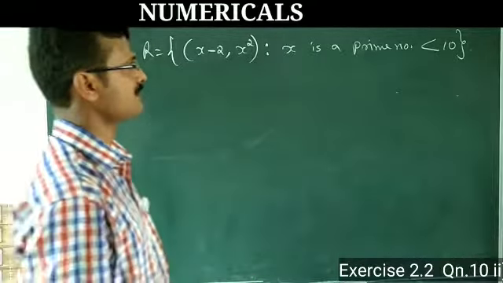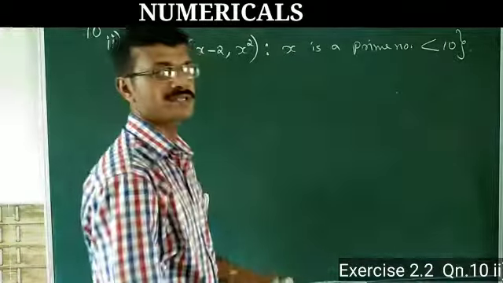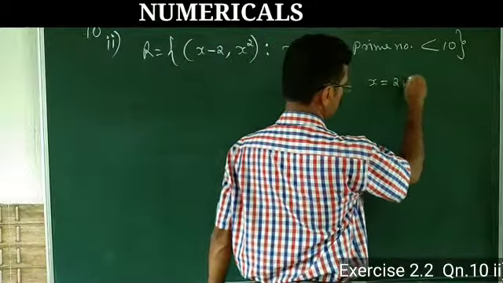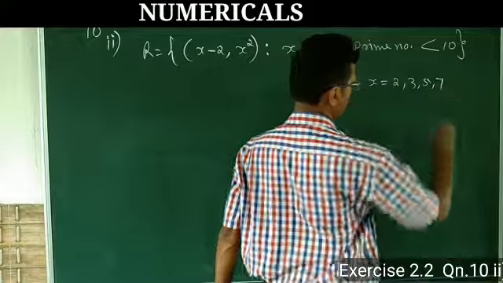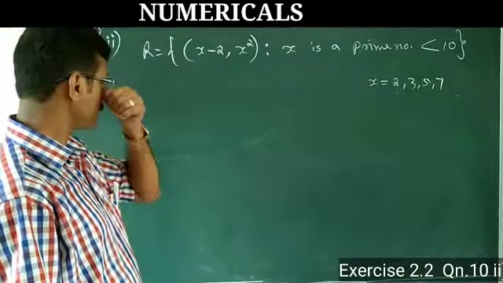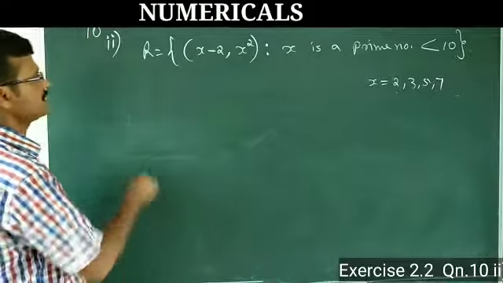So first of all you have to know what x stands for: all prime numbers less than 10. That means the values of x will be 2, 3, 5, 7. These are the prime numbers less than 10. With the help of this we have to write down the elements.